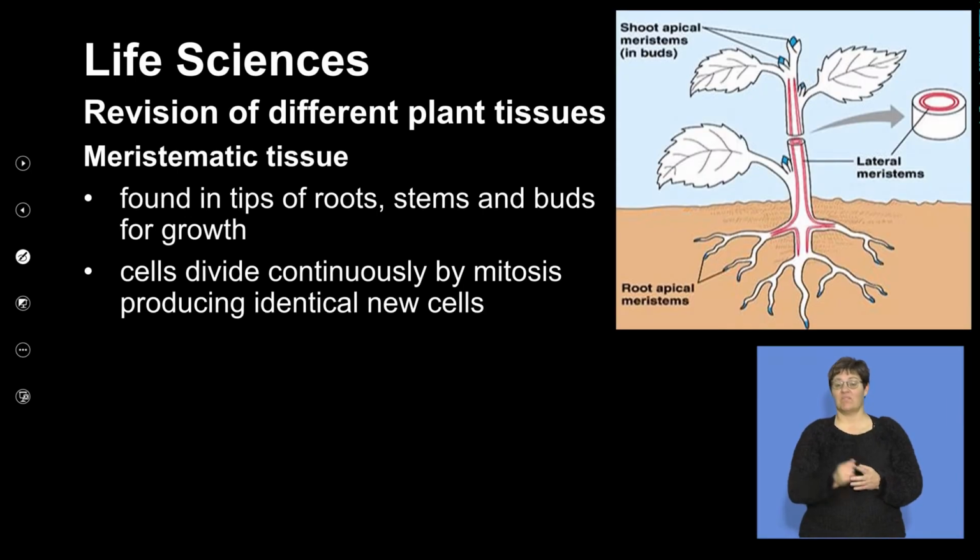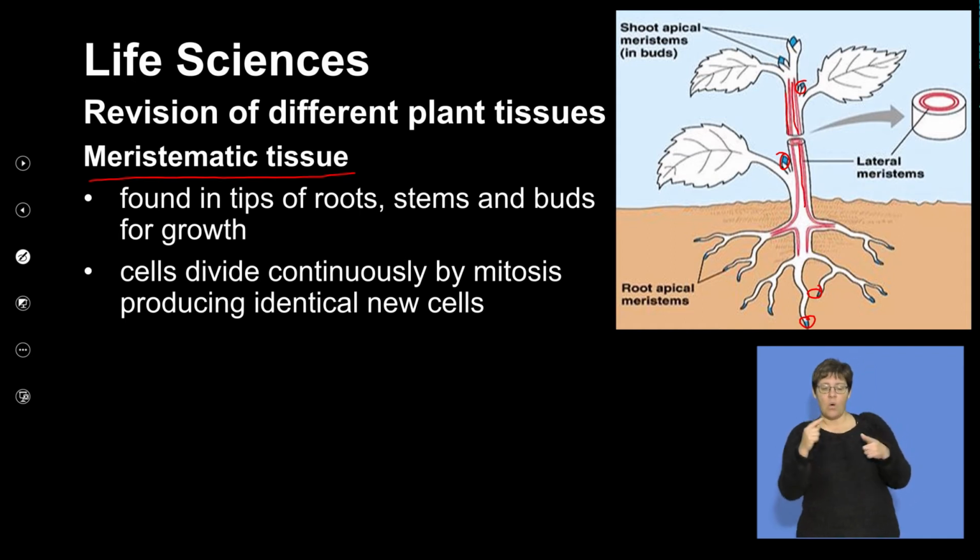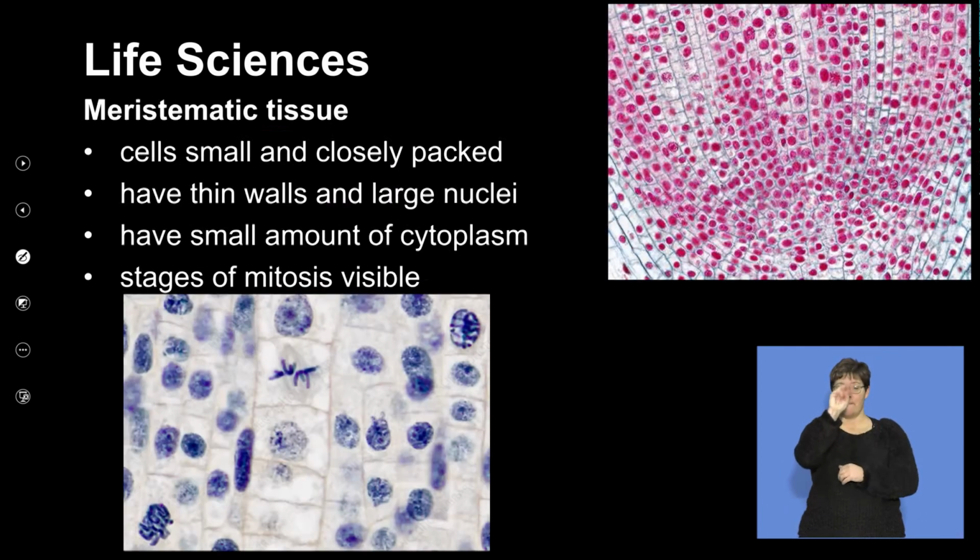The first type of tissue is meristematic tissue, which is your tissue for growth, and it's found in the tips of roots, in buds, in stems, and on the sides of stems so that growth in width can actually occur. In these tissues, the cells divide continually by mitosis to produce new cells.